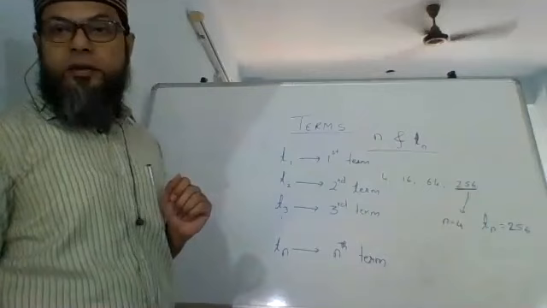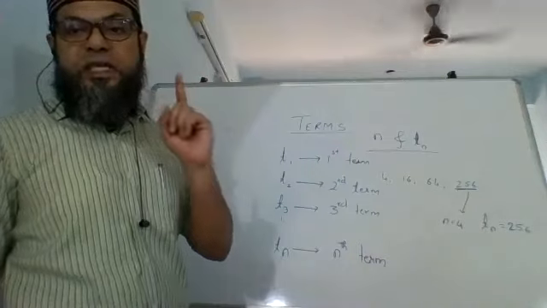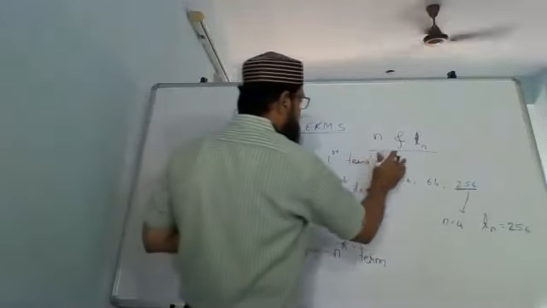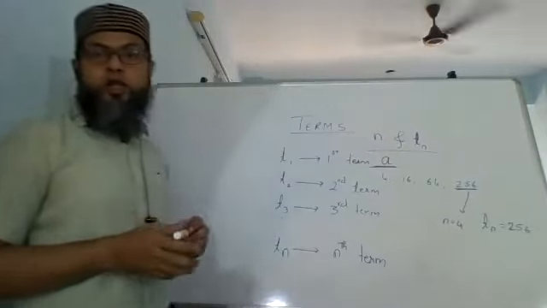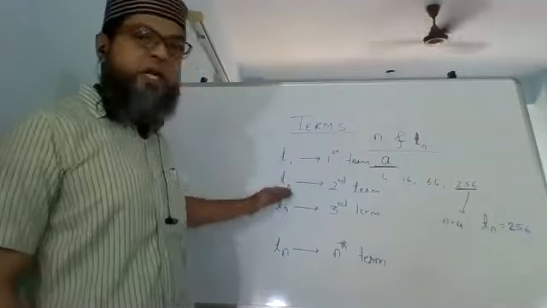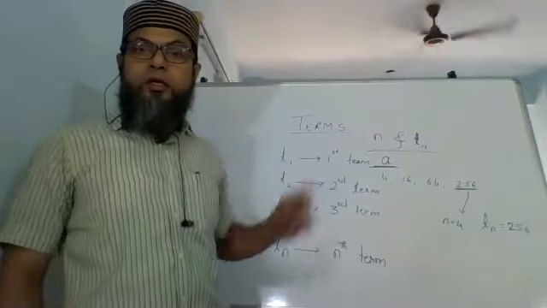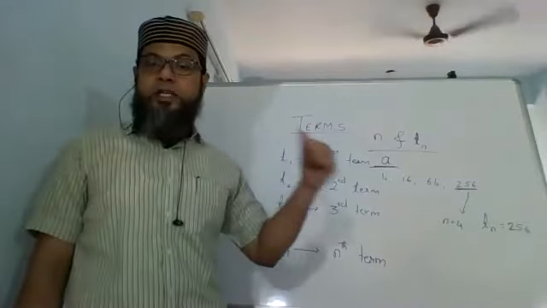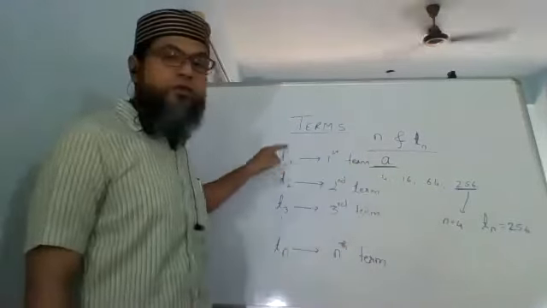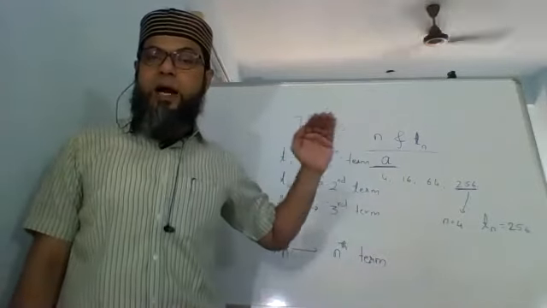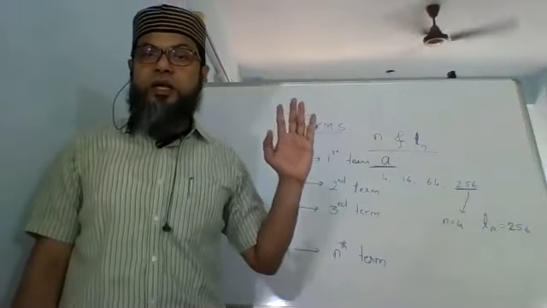One more important thing: only for the first term, we also refer to it as A. The first term is also referred to as A. The rest of the terms are T2, T3, T4, T5, whatever it is. Only the first term is A. So you need to identify what is A, what is n, what is Tn, what is Sn. A is nothing but the first term. जहां से आपका सीक्वेंस शुरू होता है उसको बोलते हैं A. That is your first term.